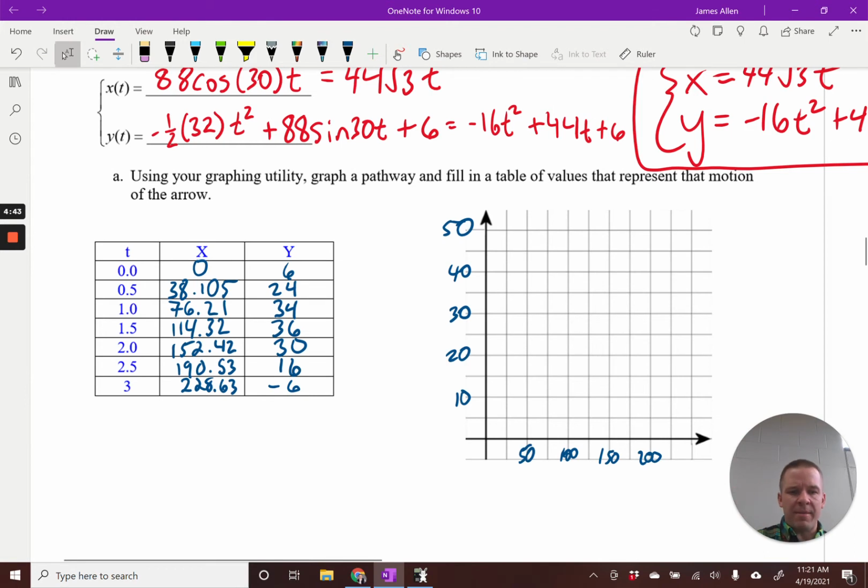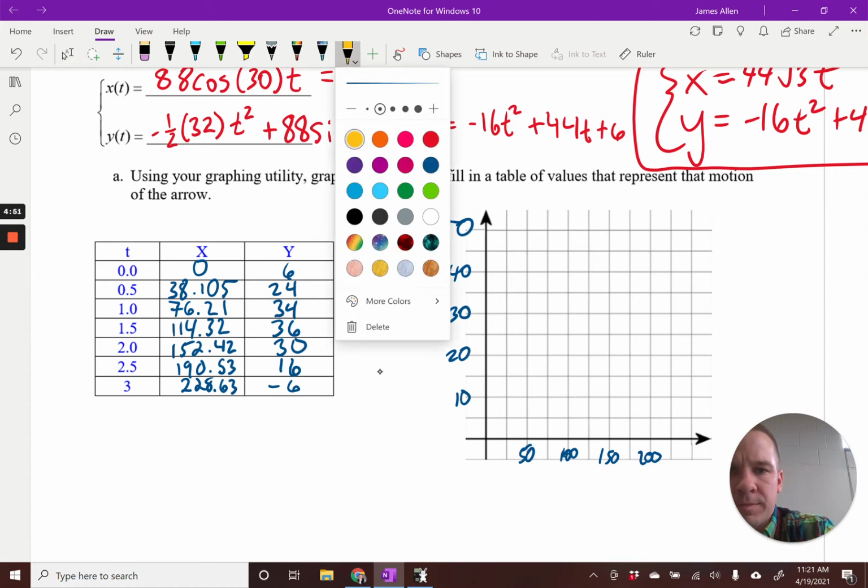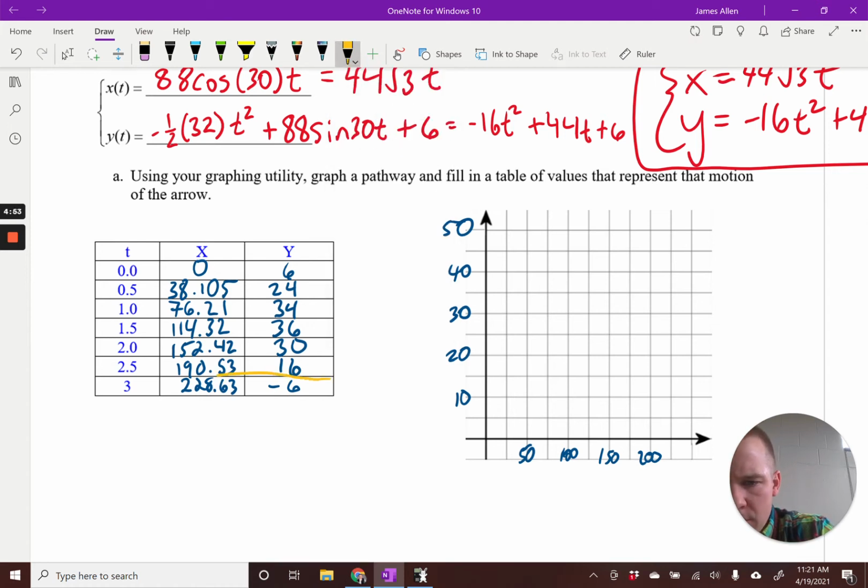Alrighty, so I've got my table of values filled in, and I want to take a look at something real quick, and it's this bottom value here. When we get to 3, I got a negative for my y. What does that tell me? That tells me that my height is now a negative number.